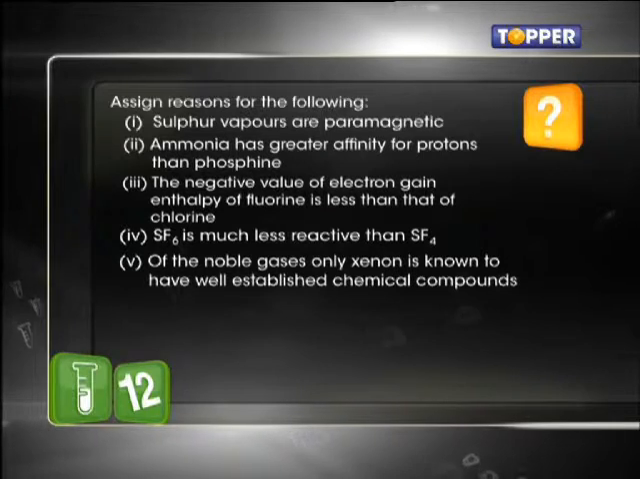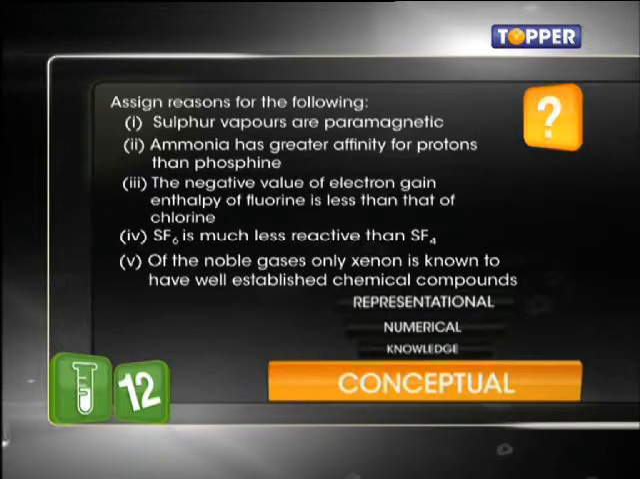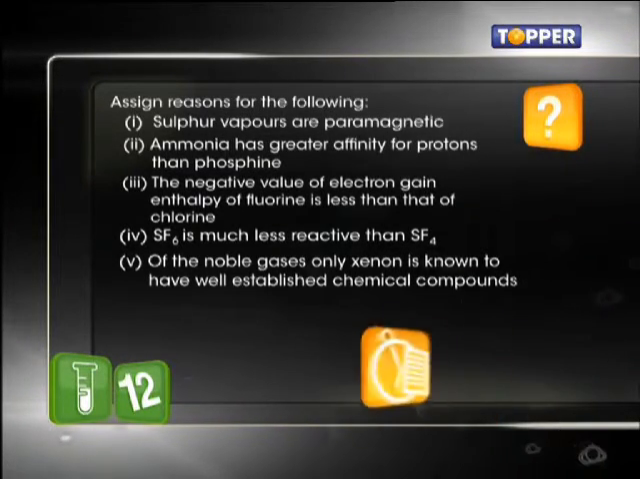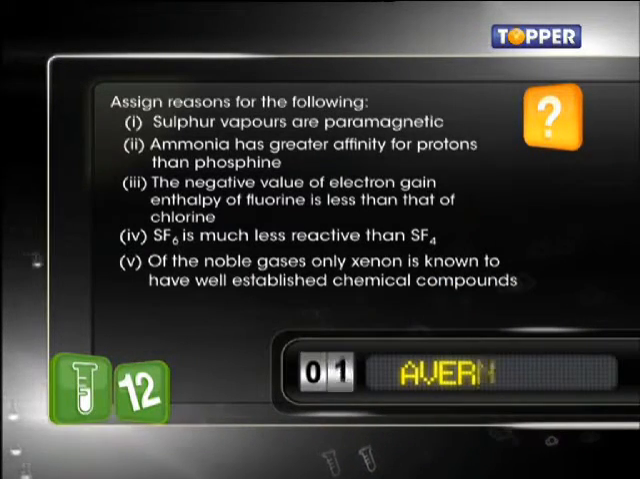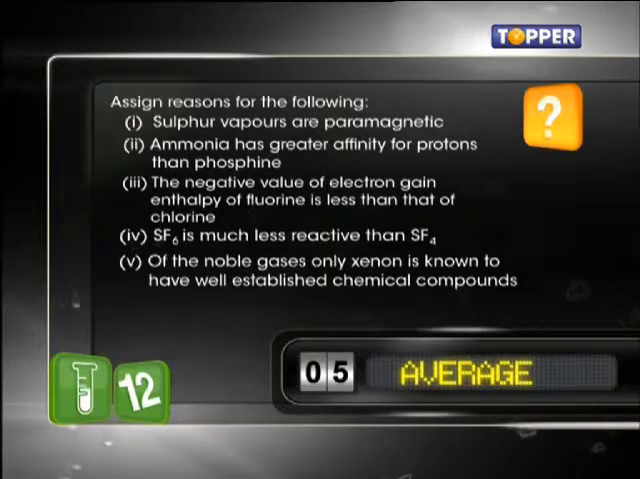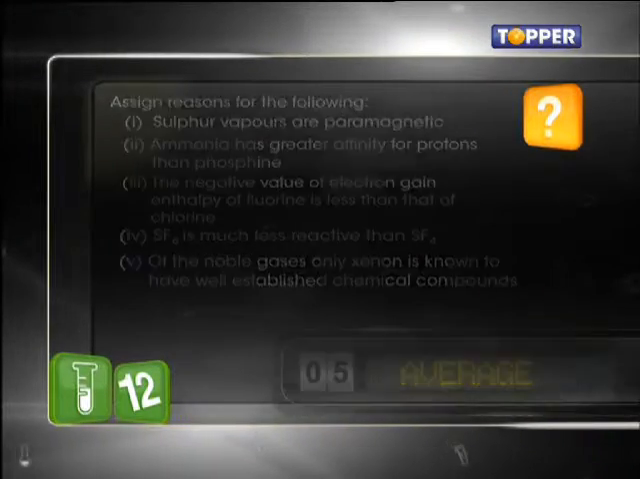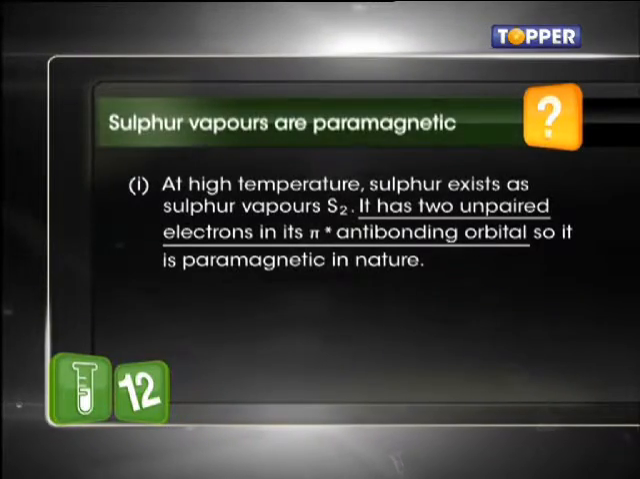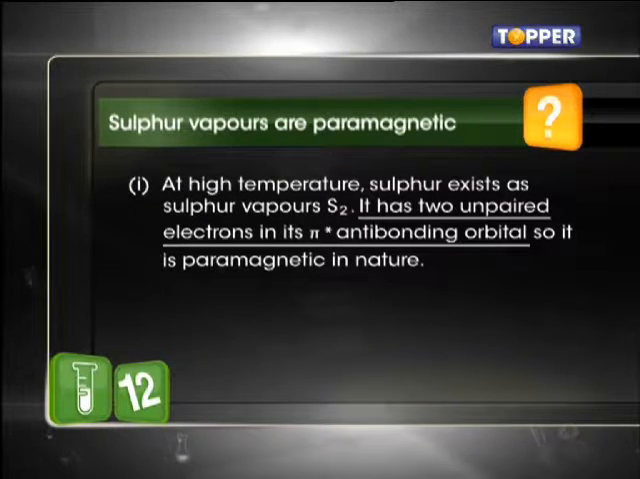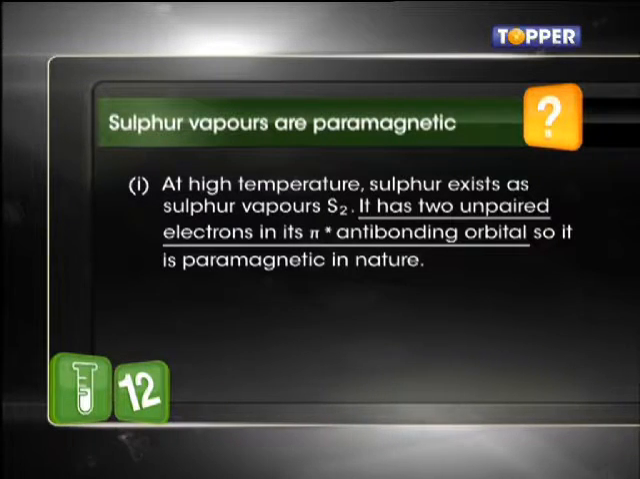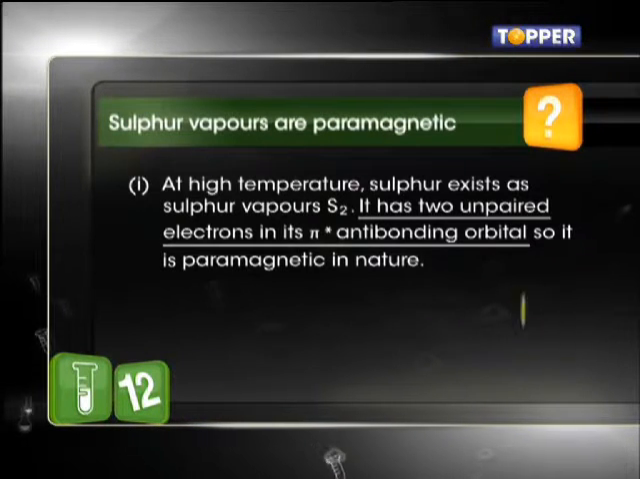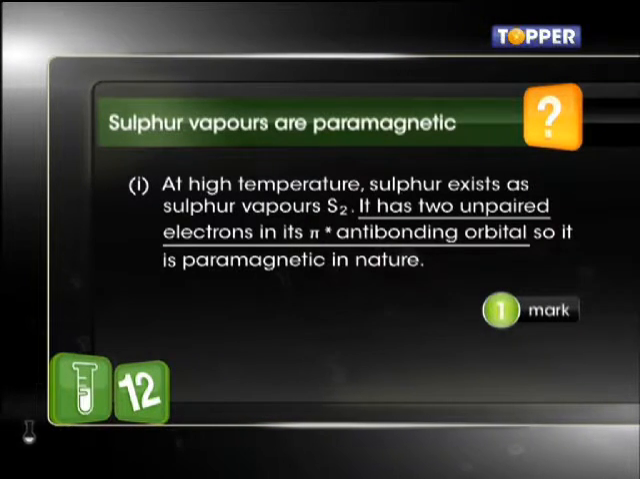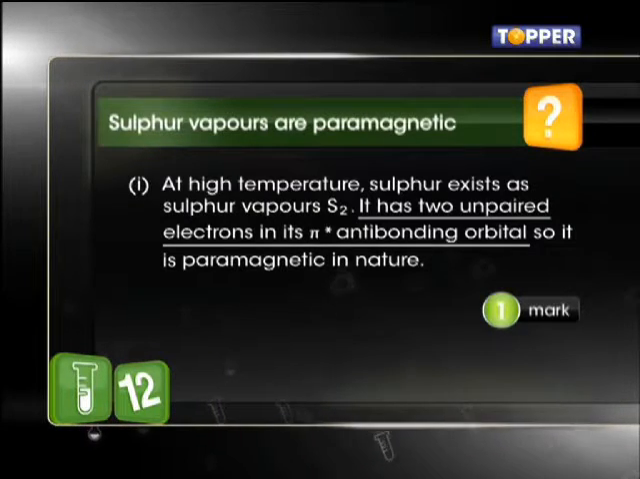This problem is worth 5 marks and tests your conceptual skills. It was asked in CBSE 2008 examination. Each part is worth a mark. Take a look at the answer now. At high temperature, sulfur exists as sulfur vapors, S2. It has 2 unpaired electrons in its pi anti-bonding orbital. So it is paramagnetic in nature.